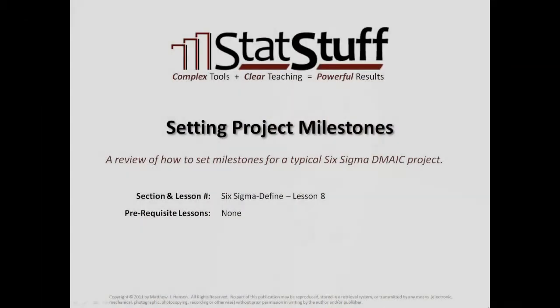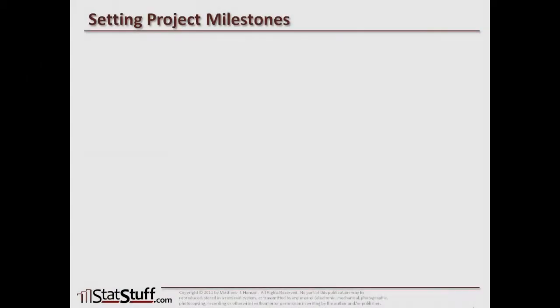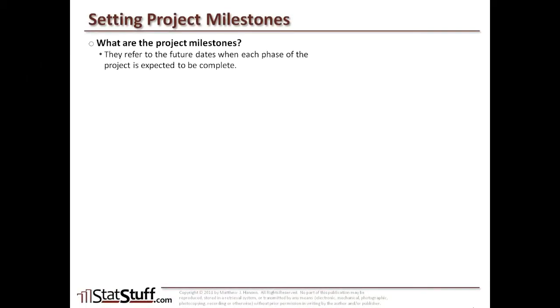In this lesson, I'll describe what project milestones are and a general guideline on how you could set milestones for a typical Six Sigma DMAIC project. Now, there are no prerequisites for this lesson, so let's begin by defining what project milestones are. Project milestones refer to the dates that are used when defining the endpoint for each of the phases within a project, for example, in a DMAIC project, and when you expect each of those phases to be complete.